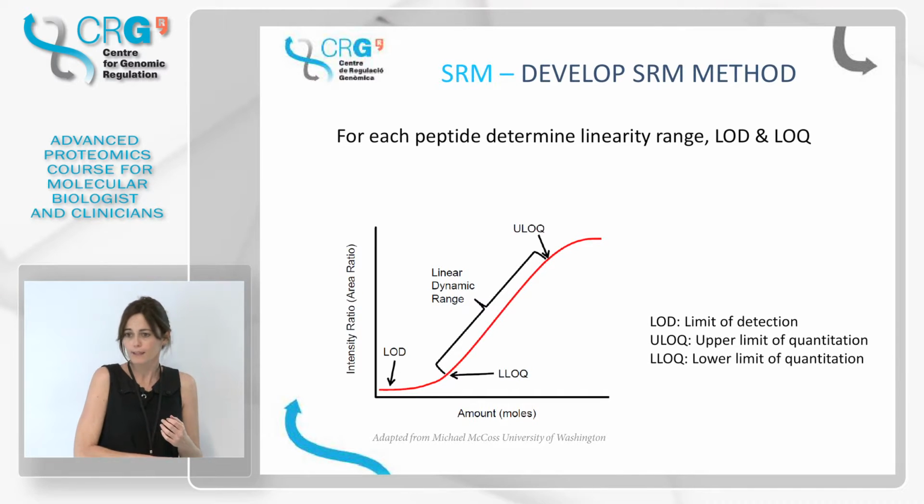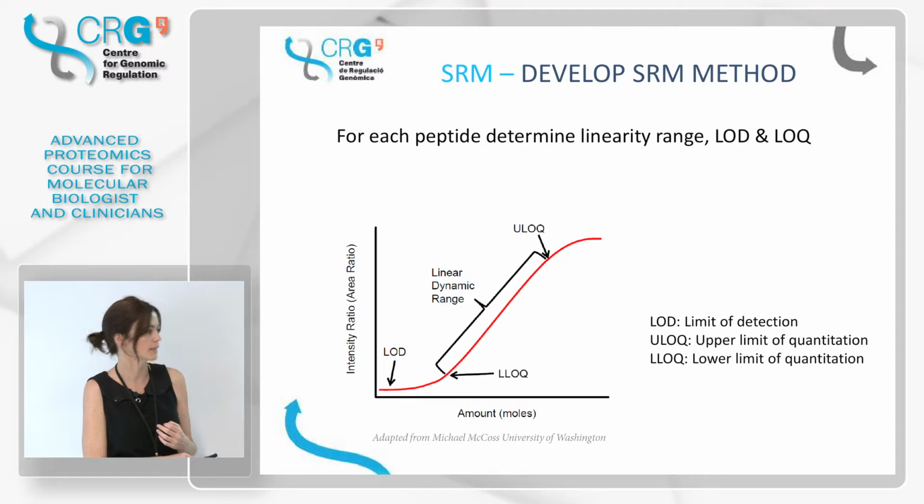Why? Because we detect our peptide, but we cannot determine the amount, because here the response is flat. The same here where it reaches the plateau. This would be our limit of detection, and this would be our limit of quantification. We need to make sure that we are working in this area. And this is peptide specific. So for that, we can use the heavy peptides to determine these things.